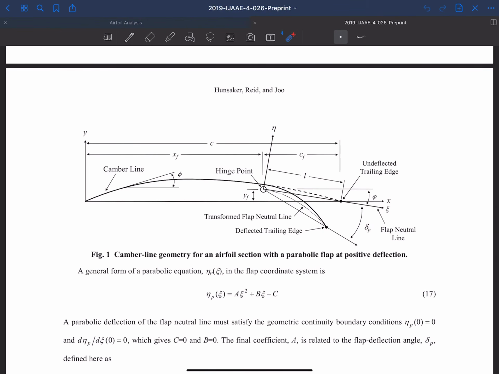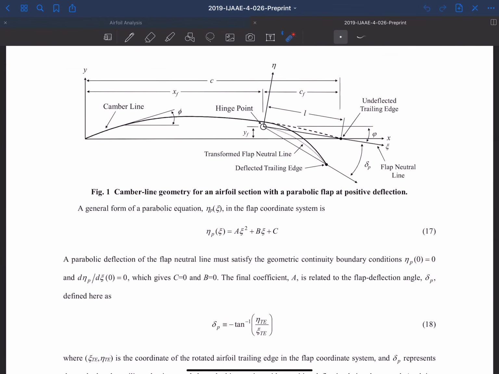So this is the fundamental equation for a parabola in this eta coordinate system. And we have a couple boundary conditions: eta at 0 has to be 0, of course, since there's no deflection at the hinge point, and also the derivative at the hinge point is equal to 0. That allows us to get rid of b and c, these two constants in that equation. And then the final constant a in that equation is related to the amount of deflection that we want. And so we have an expression there.